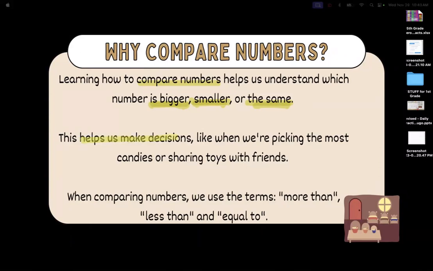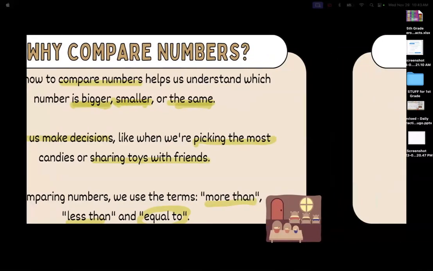They help us make decisions when picking the most candies or sharing toys with friends or siblings or somebody in your neighborhood, okay? What we're going to spend time talking about is equal to, but again, you have more than and less than. Those are for our older grade levels. When we get into second and third grade, you'll start learning that kind of stuff, right? But we're going to preview it today.